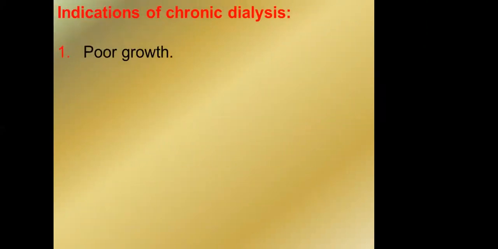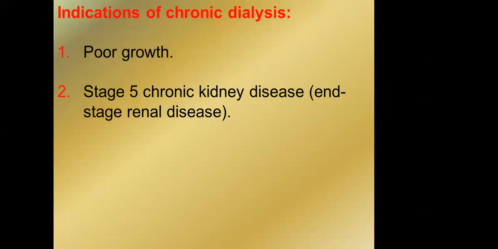What are the indications of the chronic dialysis or maintenance dialysis? Poor growth, and stage 5 chronic kidney disease, or what's called end-stage renal disease. These are 2 indications for the chronic kidney disease.